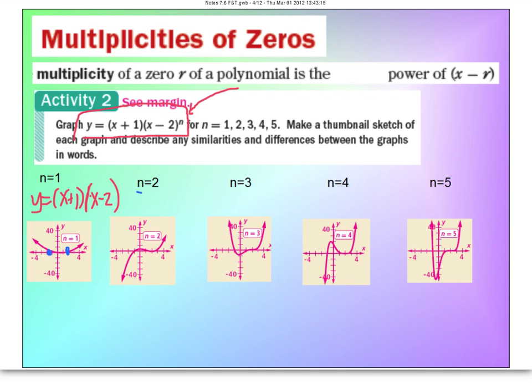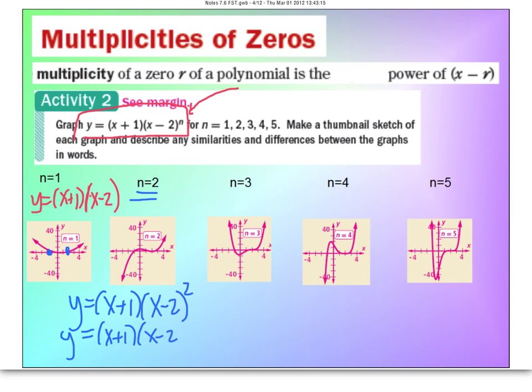Now the second one here, if n is 2, here's what the equation would look like down here. It would be x plus 1 and x minus 2 squared. Now if we wrote this out longhand, by the way, it would just be x plus 1 times x minus 2 times x minus 2. So this is actually a third degree polynomial, because if I multiply it through, the highest exponent will be 3. That means there's actually going to be 3 real zeros here.